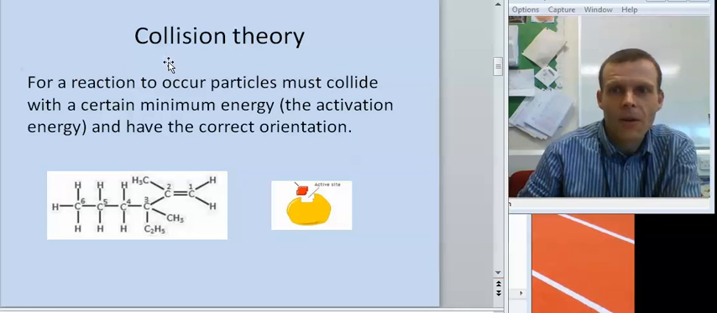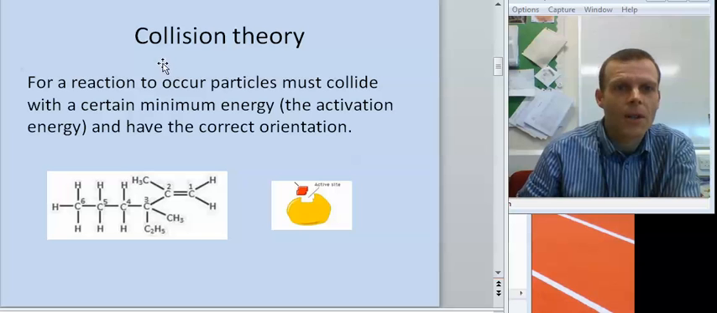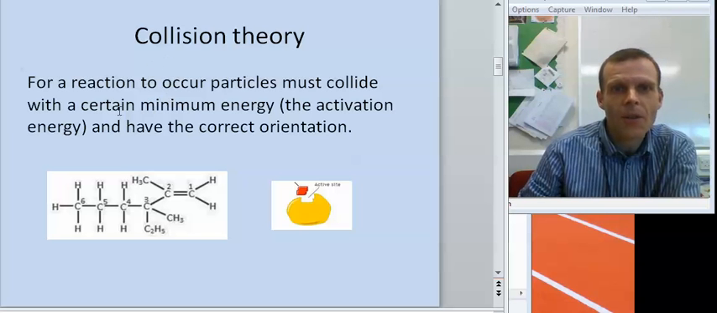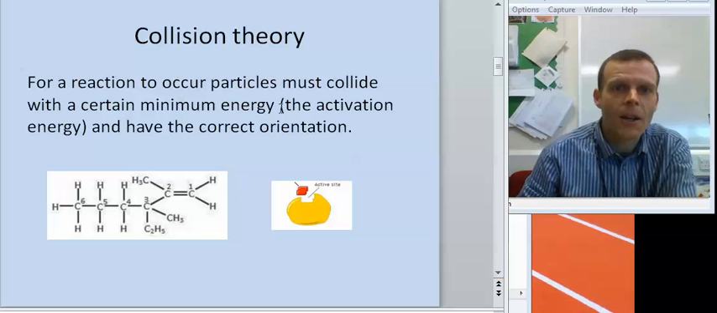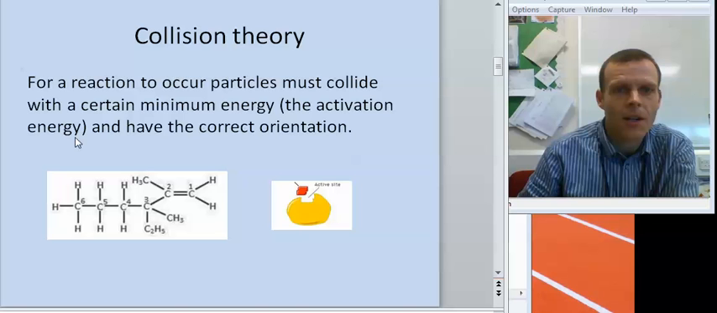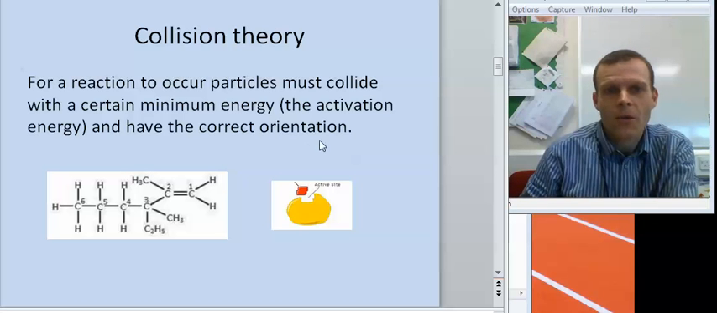Just obviously for two particles to react, we need them to collide. Right? And there's got to be this certain minimum energy in that collision. That's referred to as the activation energy. The other thing to consider is that they must also have the correct orientation, and we've got to hit in the right place.